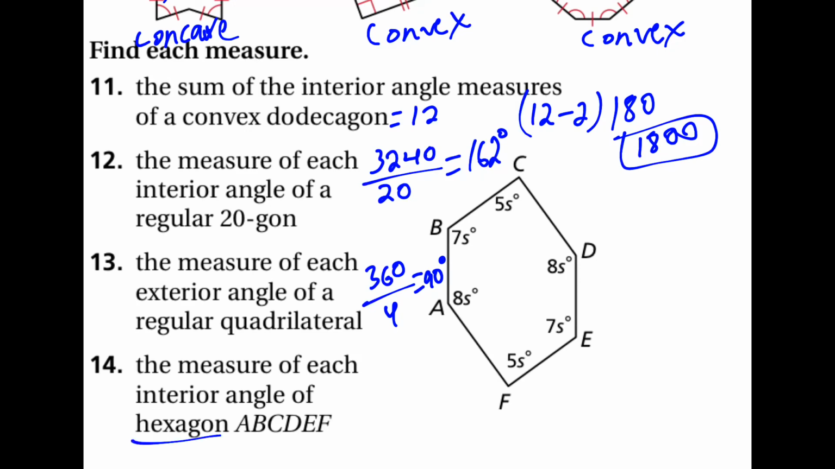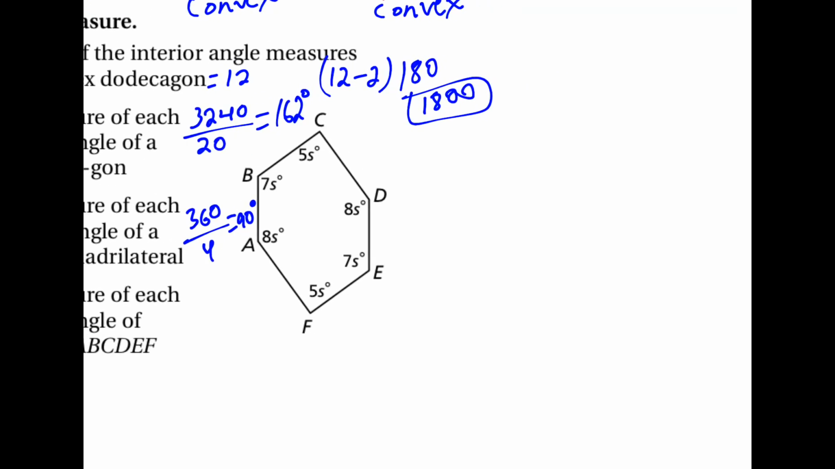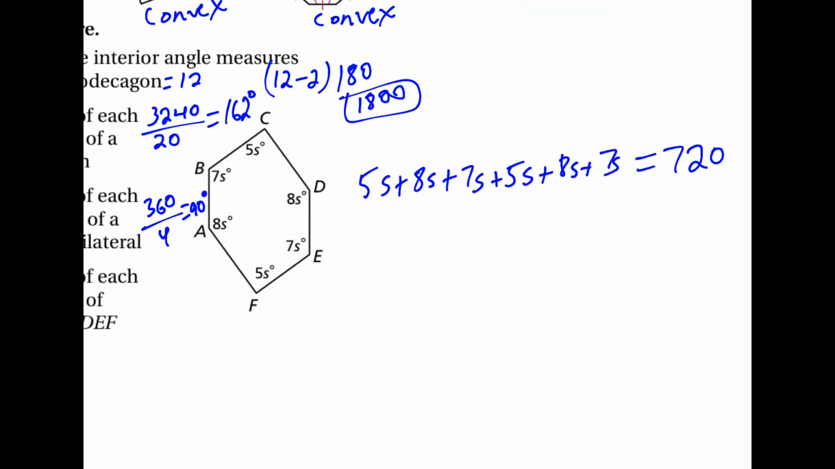For a hexagon, well here, this specific hexagon, I can add up all these different angles, and they have to equal 720 because I take 6 minus 2 times 180. So 40s is 720, or s is equal to 18. If I wanted to plug that into each spot, these are 90-degree angles here. These are 126. And these are 144.